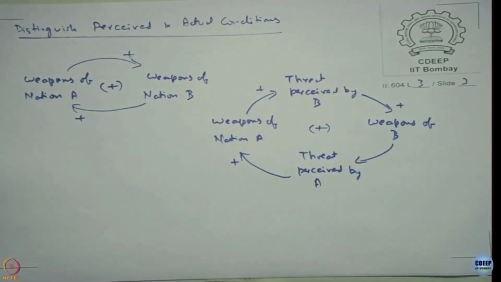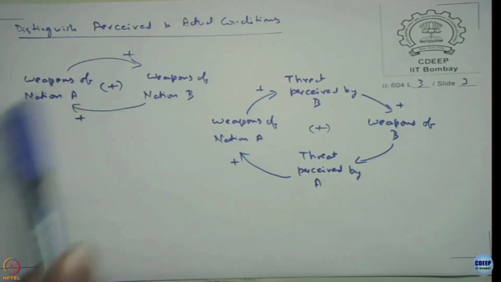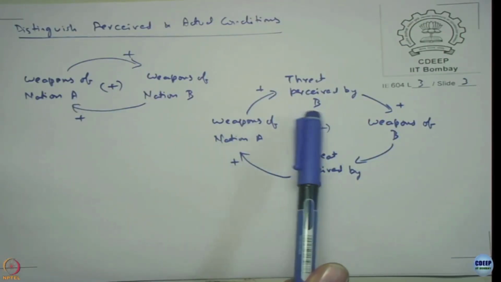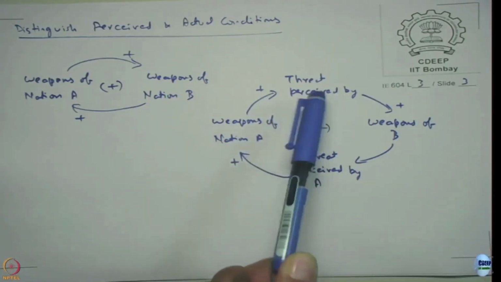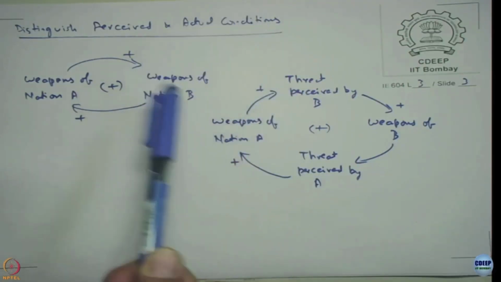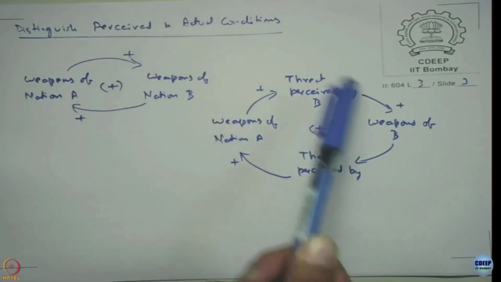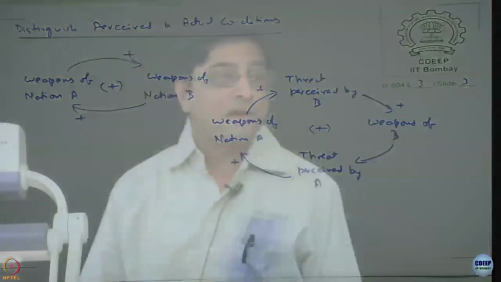So, the advantage of making these perceptions and beliefs explicit is that it gives us more options to identify a solution. For example, in the first case, weapons of A increase, then B increases, and there is no real way we can break it. But once we have this, we have extra variables to play with. How do I alleviate the perceived threat of the nation? Is there some other activity that I can do to ensure that the threat perceived by B also comes down? Because we need to know how to break this loop. That is the essential thing we are trying to do.